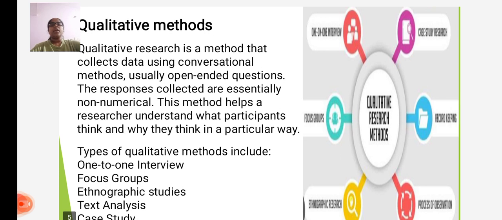Qualitative methods. Qualitative research is a method that collects data using conventional methods, usually open-ended questions. The responses collected are essentially non-numerical. This method helps a researcher understand what participants think and why they think in a particular way. Types of qualitative methods include one-to-one interview, focus groups, ethnographic studies, text analysis, and case study. These are the qualitative methods. That is the first type.